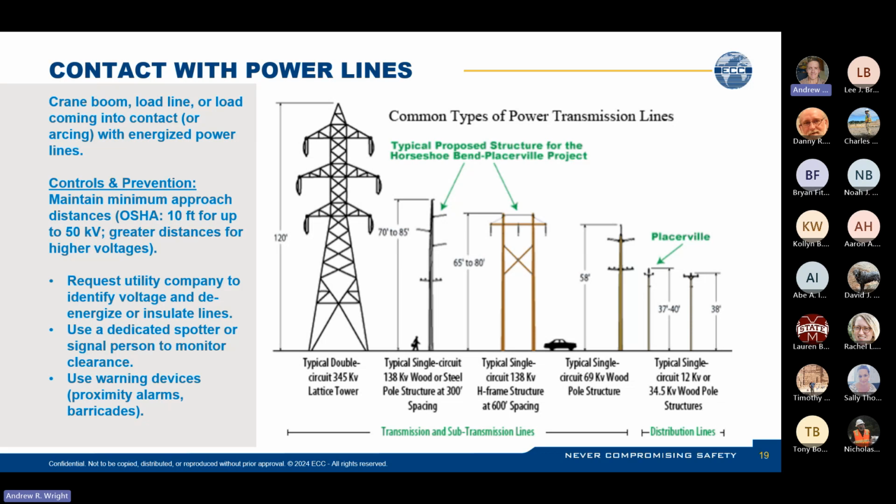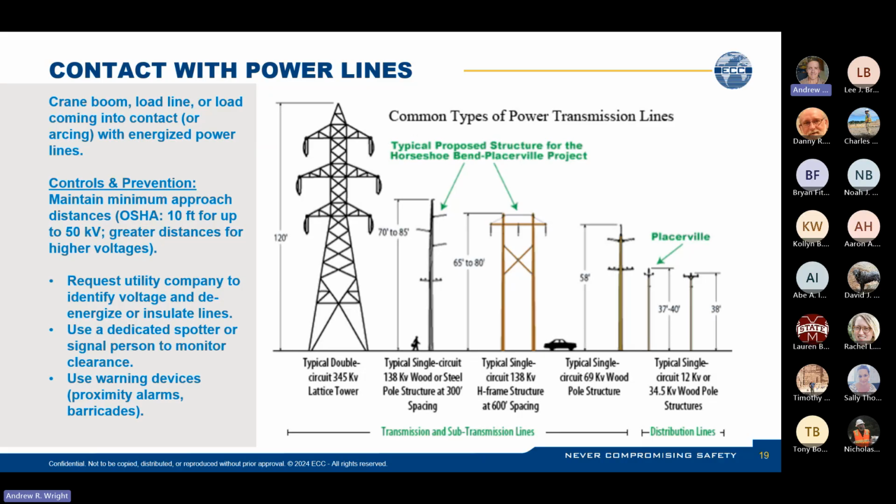To confirm what the actual voltage is of the utilities in your area, you could request the utility company to identify the voltage. They could de-energize lines. They're unlikely to do that, but they may be able to provide blankets for the lines and insulate the lines if you cannot avoid coming within the approach distance, the minimum approach distance for that voltage.